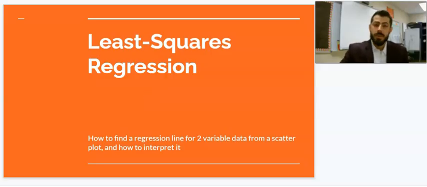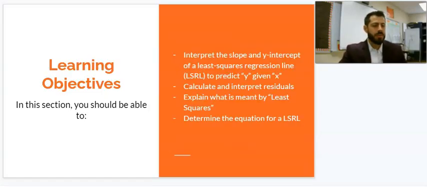Okay, so this video covers least squares regression. We're going to talk about how to interpret slope and y-intercept of a least squares regression line. We're going to use the LSRL to predict y given an x. We're going to calculate and interpret residuals. We're going to explain what is meant by the least squares, and then we're going to determine the equation for the LSRL. In no particular order, mind you.